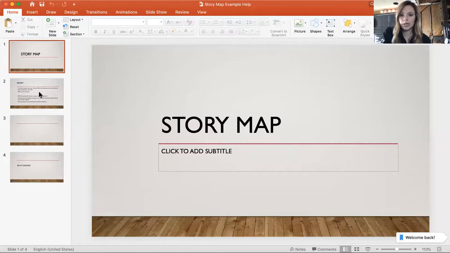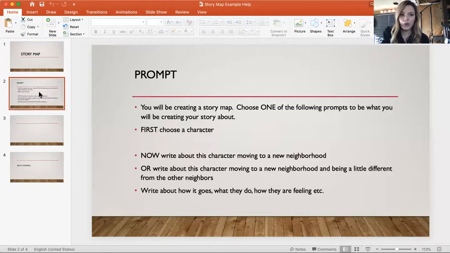So you're going to be completing a story map. You have done plenty of these, so you should know kind of how to complete them. But I wanted to talk to you about the prompts. There is a prompt on the top of your story map that says you may write a story about a character who moves to a new neighborhood and who is different from that neighborhood.